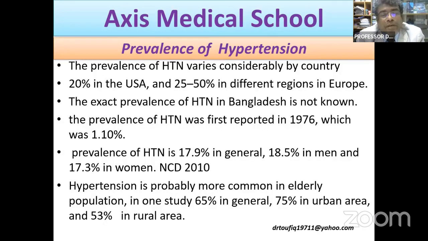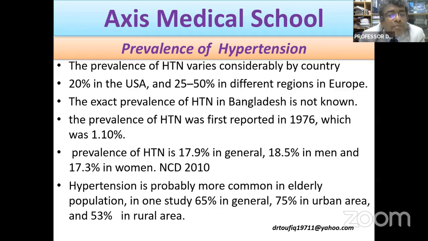So this is the prevalence of hypertension. The prevalence varies considerably by country: 20% in the USA, 25 to 50% in different regions of Europe. The exact prevalence is still not known here, but in 1976 the prevalence was 1.10%. According to NCD 2010, the prevalence of hypertension is around 17.9% in general, 18.5% in men, and 17.3% in women. That is around 20% in our country also.